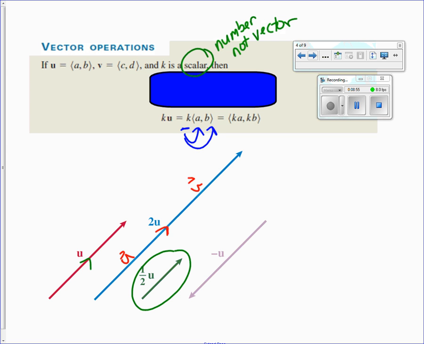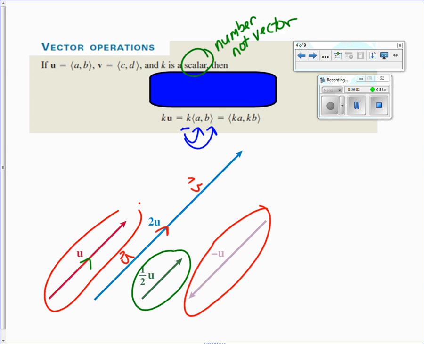You can also have a negative scalar. So in this pink example, we have negative u. Notice that the magnitude doesn't change. All that changes is where the arrowhead is. Instead of being at the top of this vector like it is originally, it moves to be at the bottom. That's what a negative scalar does.